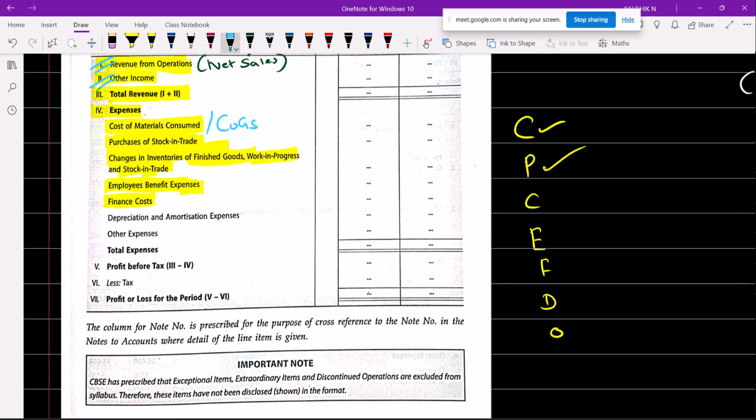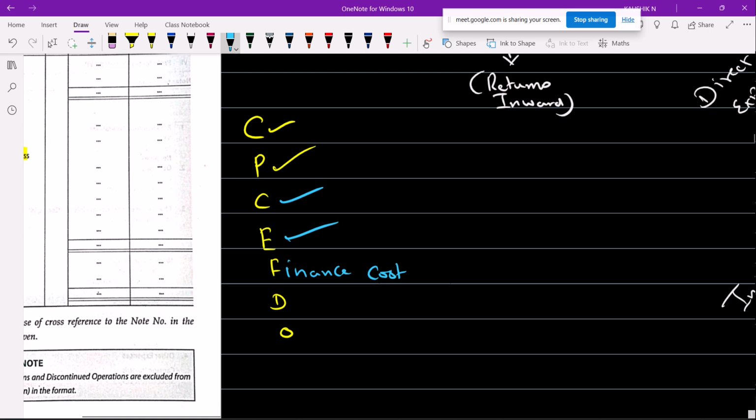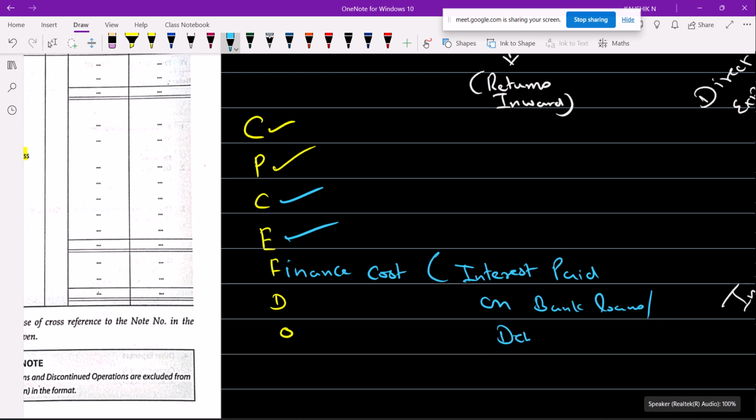The next one is something called your finance cost. Remember the word when we use the word F. So here you can see we have now completed the items such as CPC. This C stands for changes in inventory of finished goods, all those things, and E for employee benefit expenses. Now we are at the term F, which is nothing but finance cost. Remember, this finance cost includes the interest we pay, that is, interest which has been paid on bank loans or on debentures.